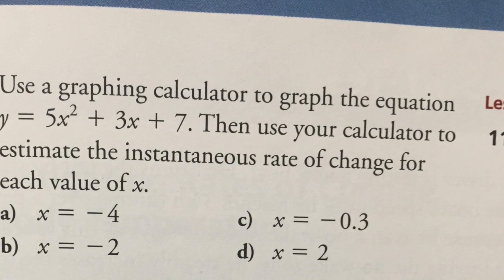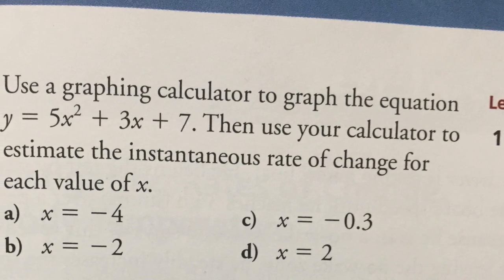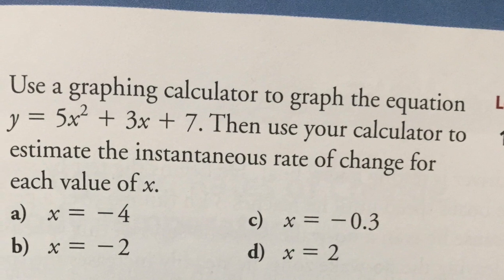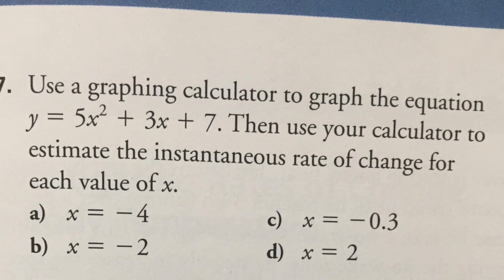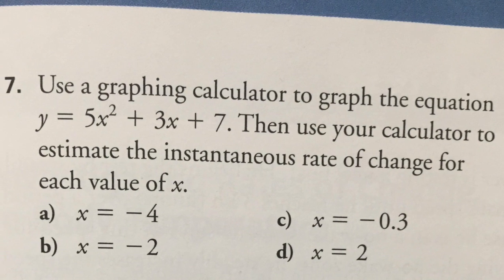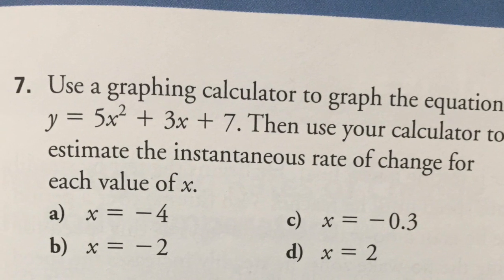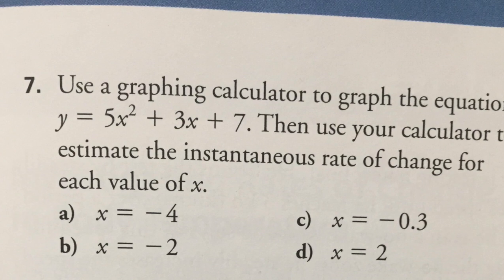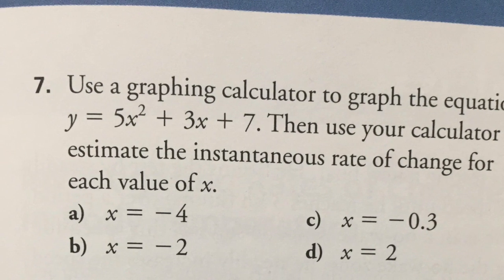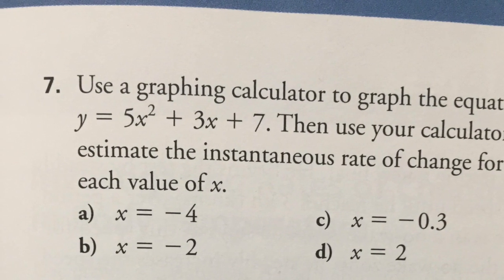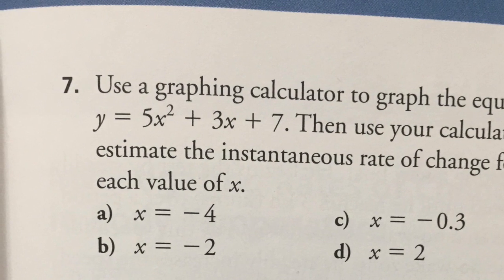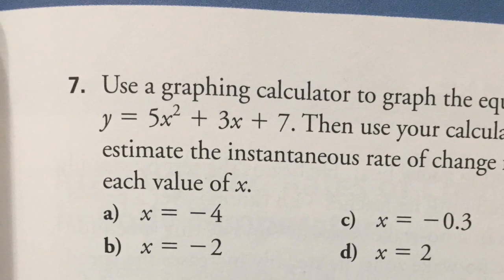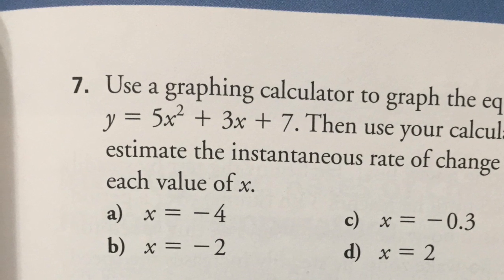The question reads, use a graphing calculator to graph the equation y equals 5x to the power of 2 plus 3x plus 7. Then use your calculator to estimate the instantaneous rate of change for each value of x. For a function, the instantaneous rate of change at a point is the same as the slope of the tangent line. That is, it's the slope of a curve. The purpose is to see how the y values change according to the x values.